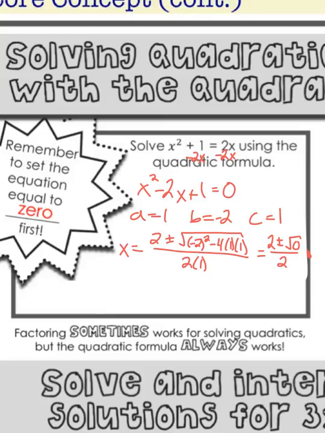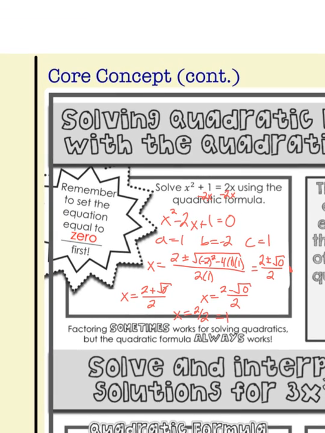So now this is two equations. I have 2 plus the square root of 0 over 2. And I also have 2 minus the square root of 0 over 2. But we know that the square root of 0 is 0. So in both of these cases, I'm going to get x equals 2 over 2, or x equals 1. So because what's inside the square root equals 0, there is only one solution.